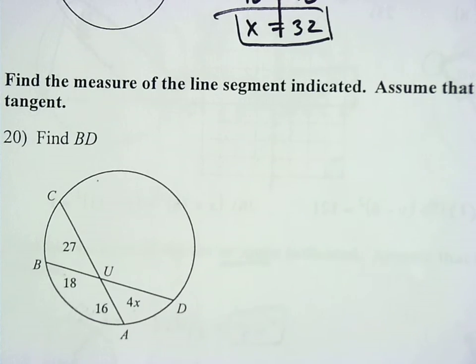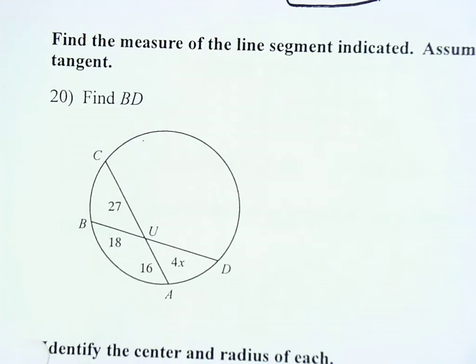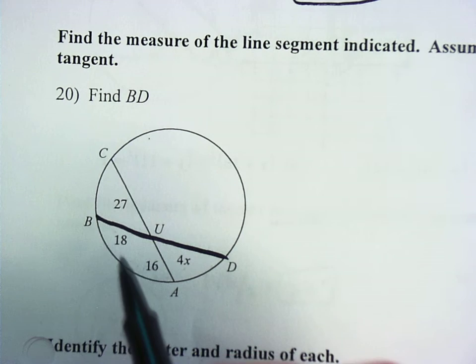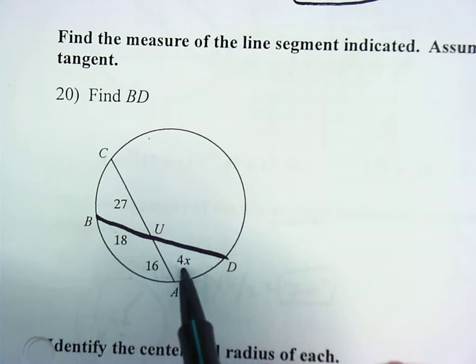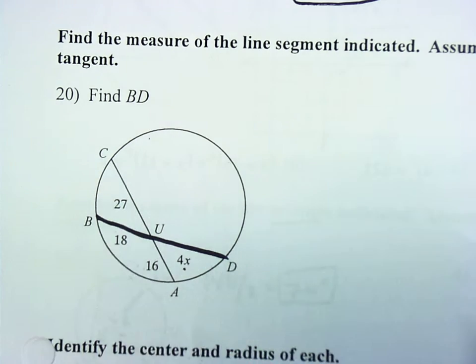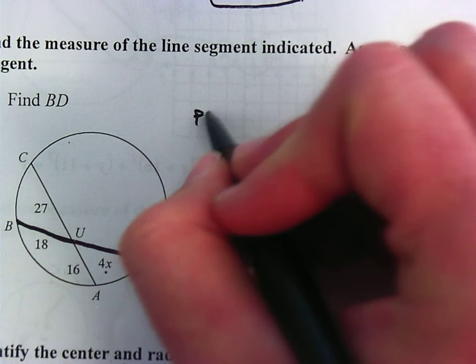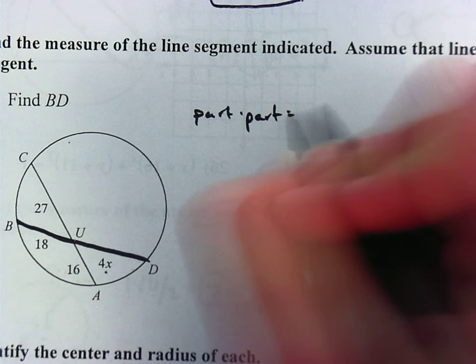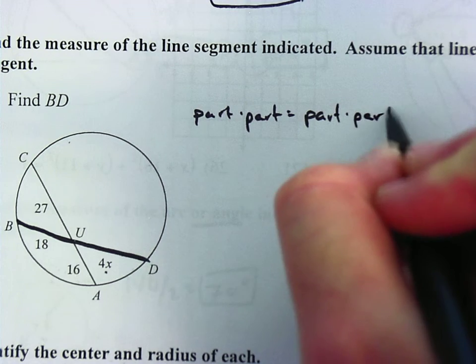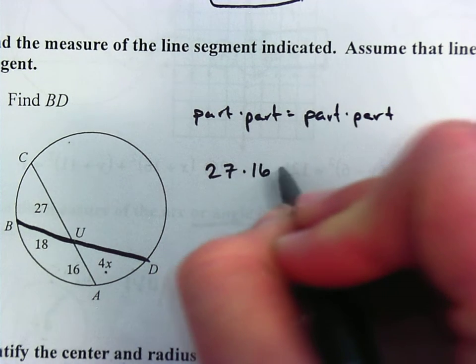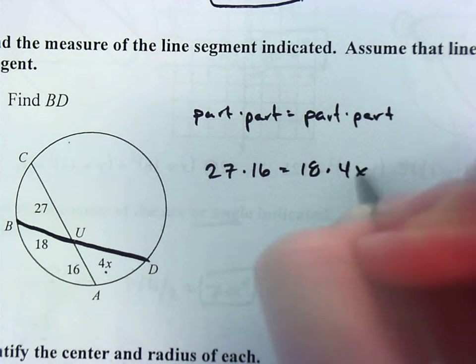Okay, if we look down just one problem, we look at number 20. Number 20, they ask us to find BD, and BD is this whole segment here. So I know I'm going to need to add 18, and I'm going to have to add whatever this thing is to get this whole thing. Right? Well, we're looking for a segment, and the segments are inside. So I'm doing part times part equals part times part. All right, so 27 times 16 equals 18 times 4x.